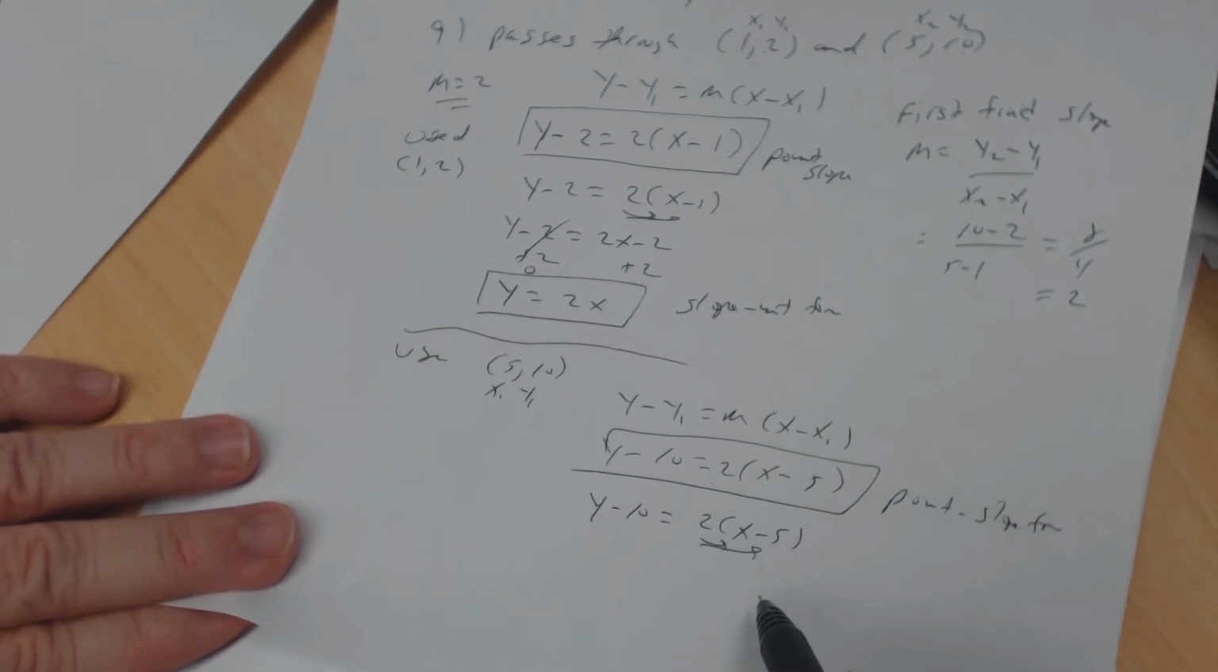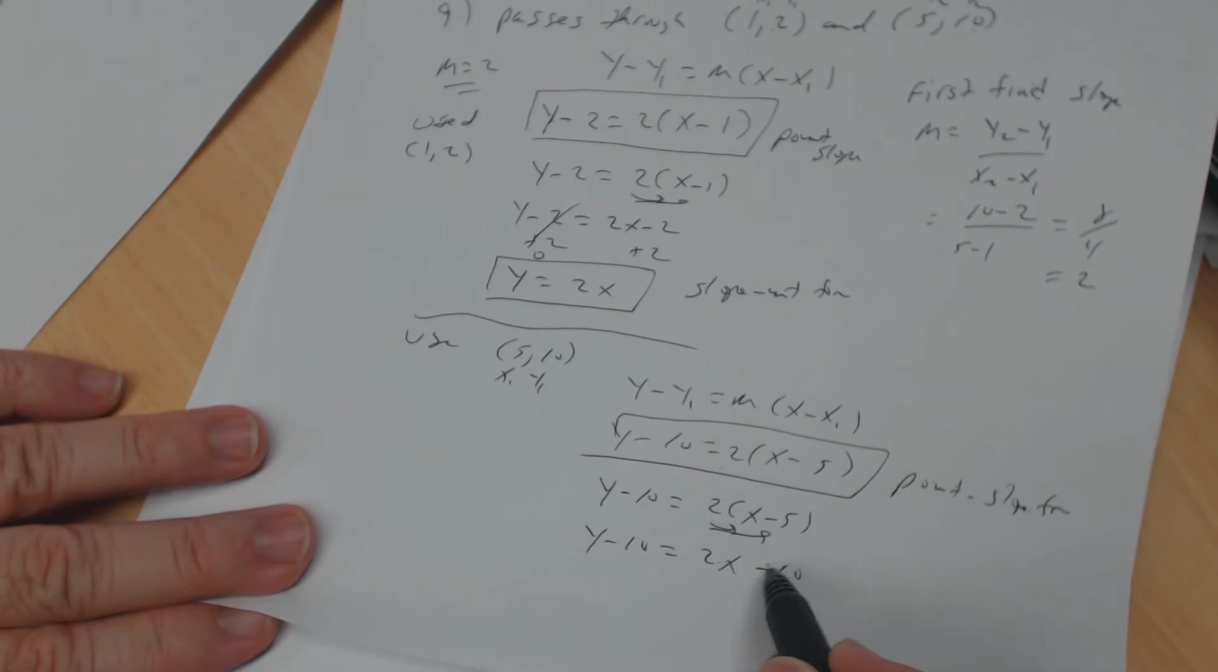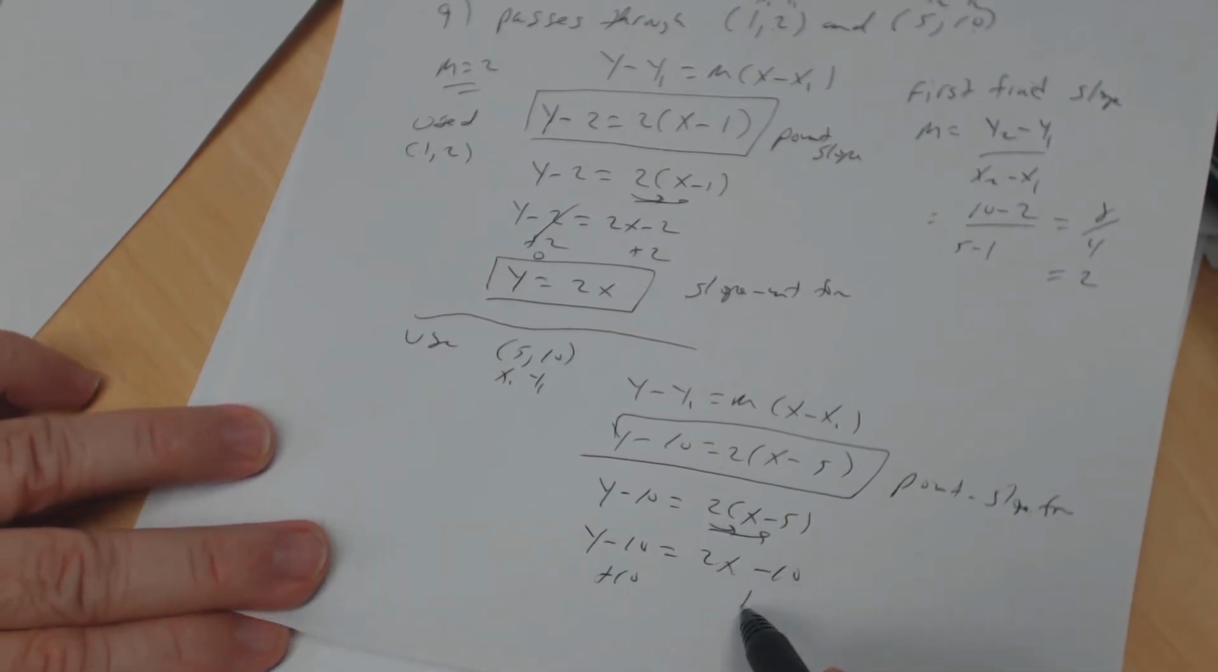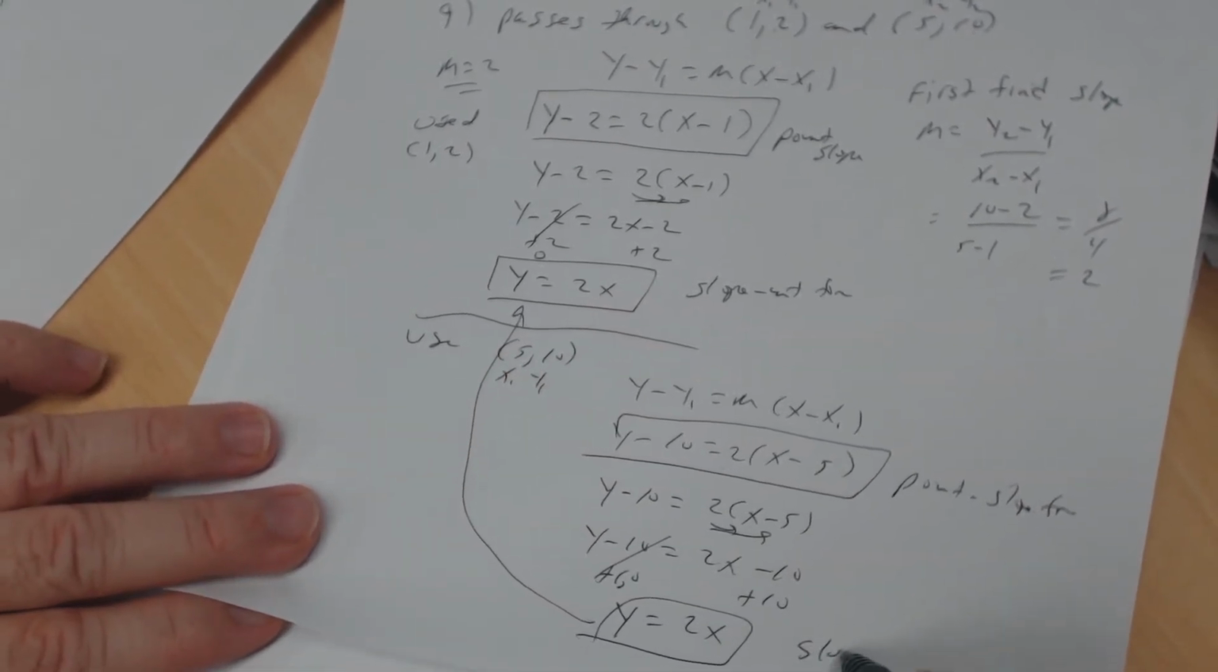So distribute the 2. I get y minus 10 equals 2x minus 10. Adding 10 to both sides. Combine like terms, I get y equals 2x. So notice you get the same thing. So that's your slope-intercept form.